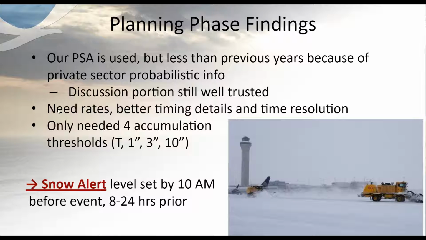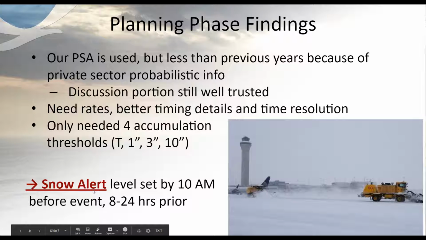They need much better details on the rates and better timing details and time resolution from our PSA and from all the weather information they receive. Finally, they only really need 4 accumulation thresholds. From the previous slide, our old PSA had trace, 1 inch, 3 inch, 6 inch, and 10 inch. Turns out they don't even care about the 6 inches. Once they get up, they want to know if it gets up to about 10 inches, because then they declare a snow emergency. And that's 10 inches in 12 hours when they do that.